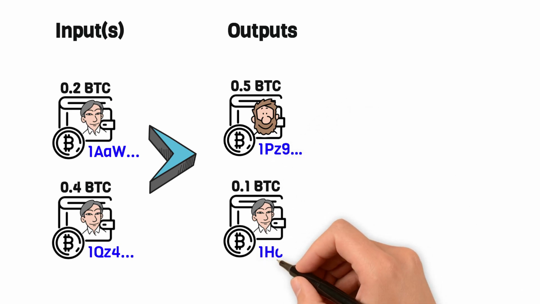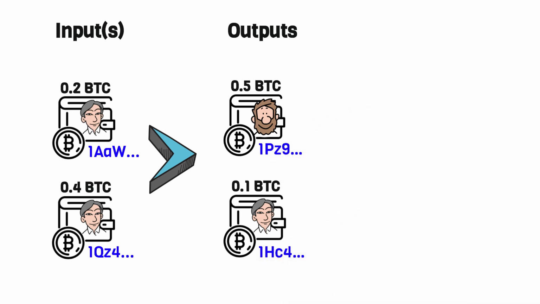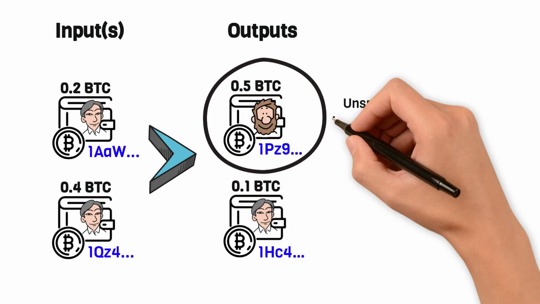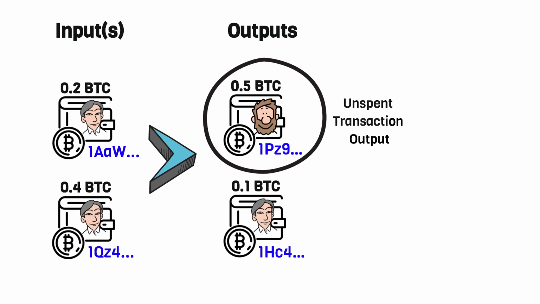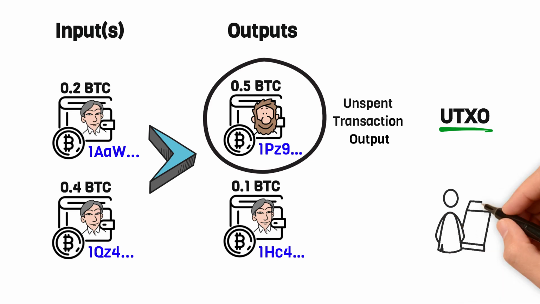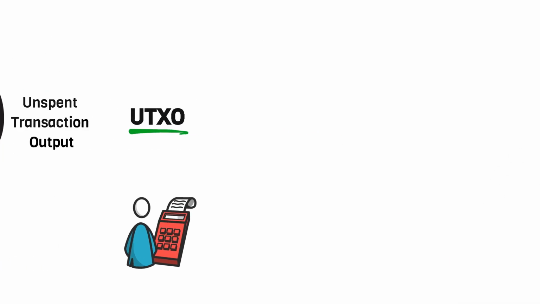And here's the key part. Every time someone sends you Bitcoin, the amount you receive becomes an output. Now, if you haven't spent that output yet, it's called an unspent transaction output, or UTXO. And this is Bitcoin's digital bill. It's also the name of Bitcoin's accounting system, known as the UTXO model.